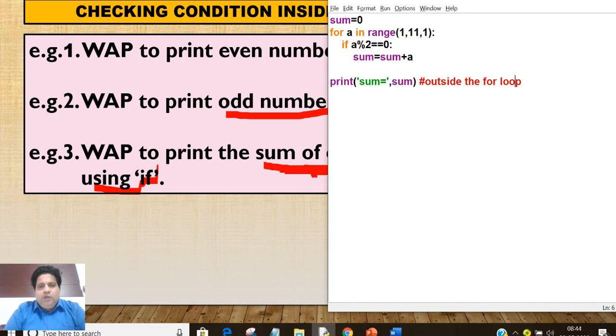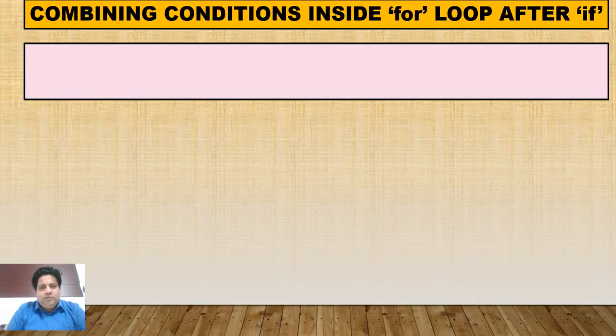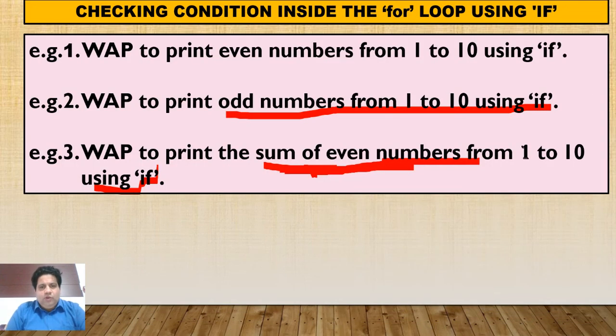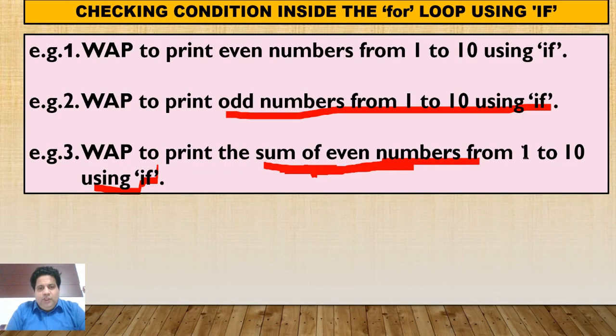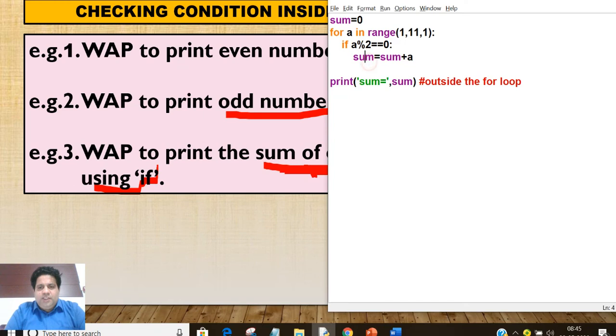So in this topic you have learned how to use if inside the loop. Now I am giving you some homework. Okay, one more topic is there. How can you combine the conditions inside for loop after if? See, here we have learned how to combine a single condition. See here, after if I am giving single condition. This is single condition. Now suppose if I have to combine the conditions, two or more conditions. So can we combine two or more conditions after the if inside the loop?